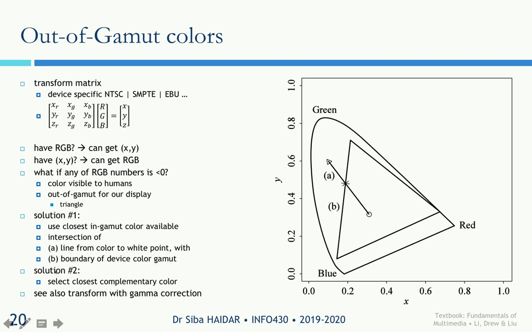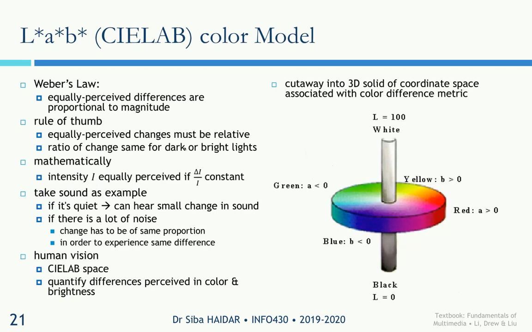Another solution, or other set of solutions, exists, which for example selects the closest complementary color. It will show you the complementary color in order to filter out the values. So it's like the subtraction operation. And you have to consider also the gamma correction. Here we are supposing that everything is linear. For the device there is no gamma effect, and thus there is no gamma correction. But the reality is that there is a gamma effect and there is a gamma correction.